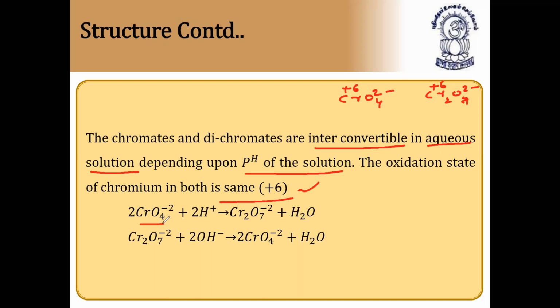So 2CrO4 2 minus in H plus ions forms Cr2O7 2 minus. Similarly, Cr2O7 2 minus in basic medium forms CrO4 2 minus. So these are interconvertible depending on the pH of the solution. In acidic solution, chromate ion changes to dichromate ion, and in basic solution, dichromate ion changes to chromate ion.